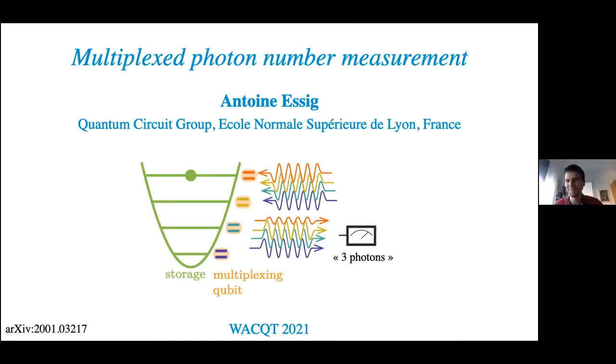Thank you. Good afternoon, everybody. My name is Antoine Essig. I come from the Quantum Circuit Group at École Normale Supérieure de Lyon in France. Before starting, I want to thank the organizers of this conference who invited me to talk about multiplex photon number measurement. Before speaking about multiplexing, I just want to remind how we usually count photons.